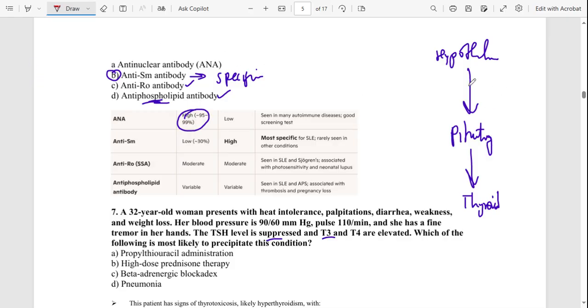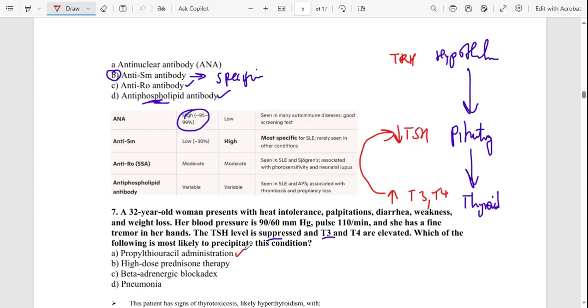So when we look at this, the hypothalamus will produce thyroid releasing hormone, stimulating the pituitary to release thyroid stimulating hormone, and then that will cause the thyroid gland to release T3 and T4. Now, if you give any drug or any condition that is going to increase T3 and T4, by negative feedback, these are going to start reducing TSH. And this is what has happened. TSH is suppressed, meaning that T3 and T4 are high.